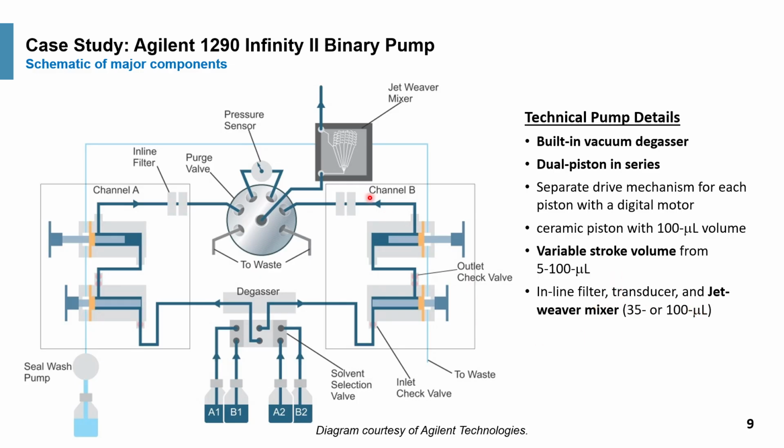The Jet Weaver has two sizes. These are high-tech mixers, and most QC labs would select the 100 microliter larger mixer. And for high throughput screening, you probably want to select the 35 microliter mixer. But the 100 microliter mixer gives you more thorough blending.